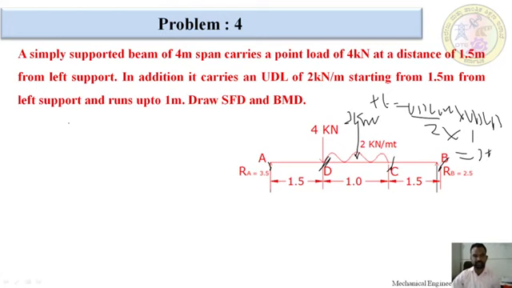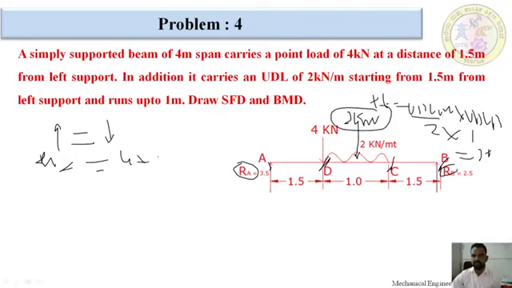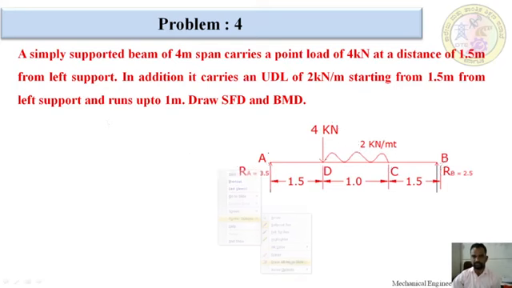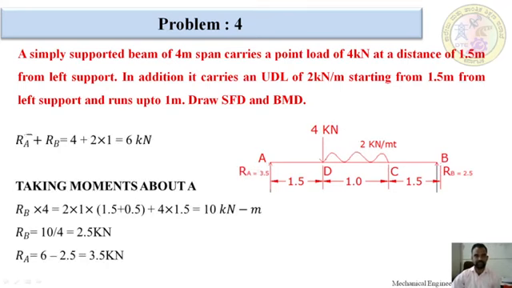After this, firstly we have to consider upward force is equal to downward force. What are the upward forces? Upward forces are RA plus RB. Is equal to downward forces, which are 4 kN plus the UDL we have converted into point load, 2, total 6 kN. So RA plus RB is equal to 4 plus 2 into 1. Why have we taken 2 into 1? Because we already converted this into a point load. 2 into 1 is equal to 6 kN in total.